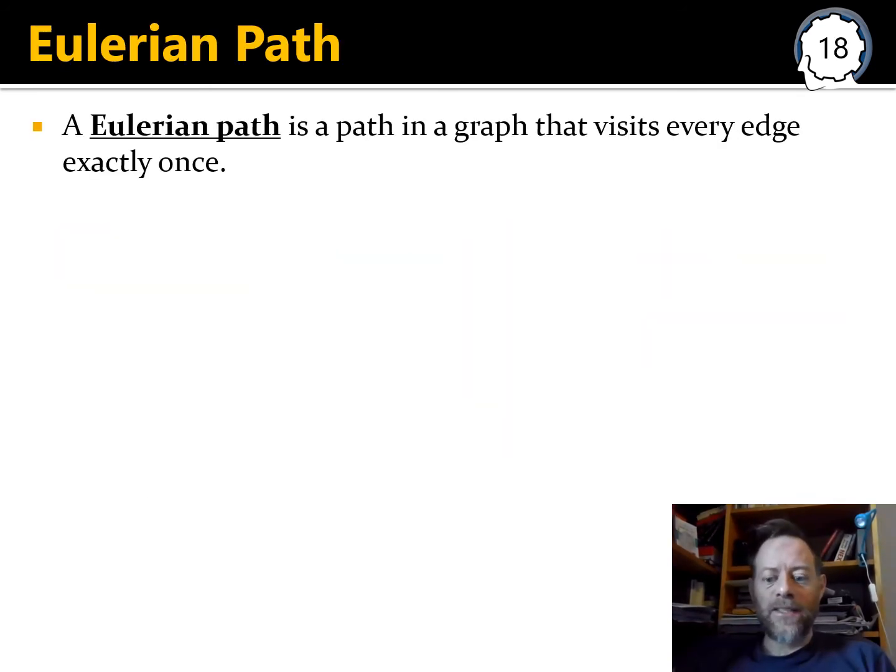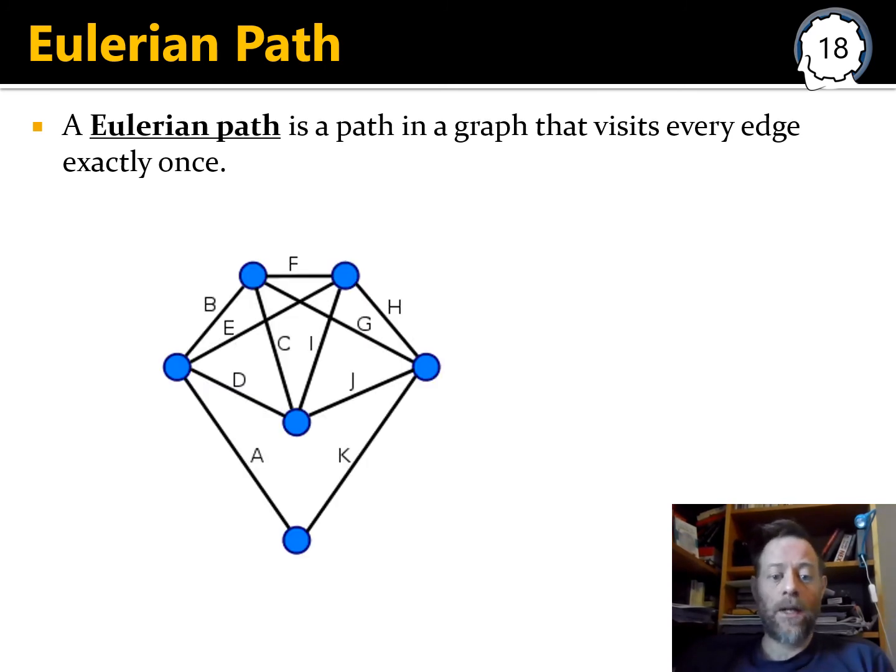So this brings us to the last part of this lecture, which is also the content of Lab 2.9. Here the problem is about finding the Eulerian path, which is a path in a graph that visits every edge exactly once. If we have a graph such as this, and we just follow the edges in alphabetical order, A, B, C, D, E, F, G, H, I, J, K, we see that we have visited every edge exactly once.